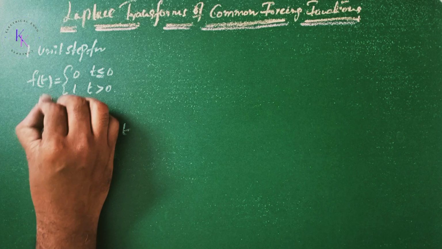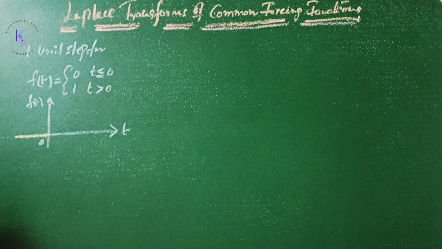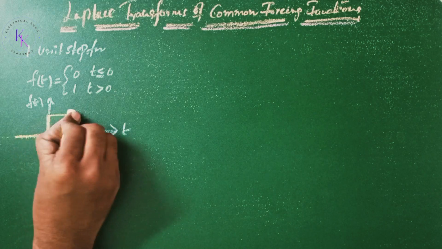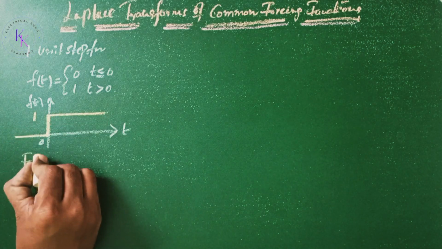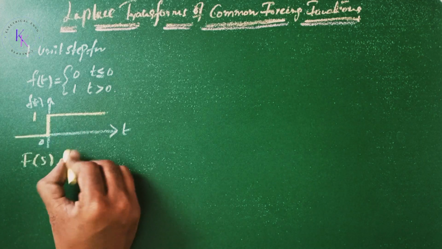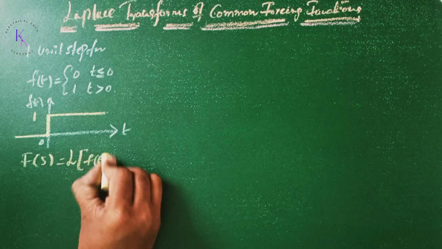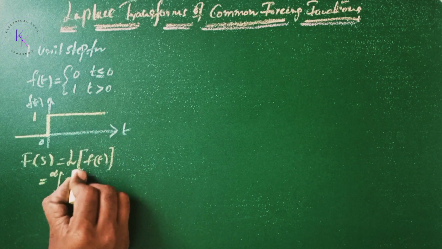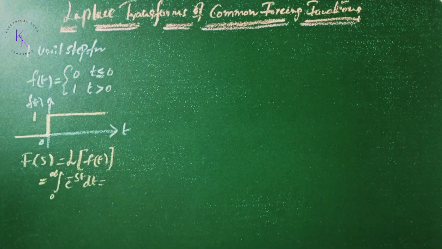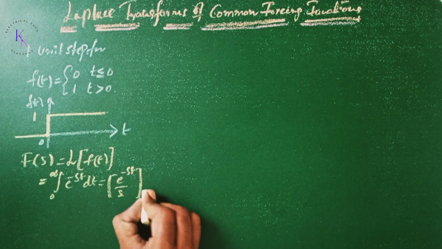Here t is the axis and f of t is the function. Before 0 the value is 0, and at 0 it reaches a unit value 1 and stays at 1. Now the Laplace transform, that is F of s for this unit step function, L of f of t, is given by the integral from 0 to infinity of e power minus st dt, which will be e power minus st by minus s within the limits 0 and infinity.